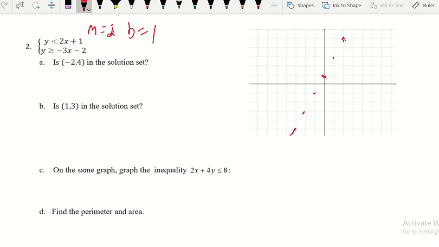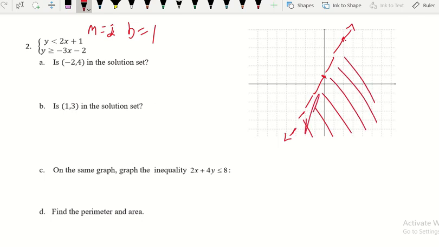So, dotted line going through the points up, and since it's less than, we're going to shade below the line. We're going to shade down here. Now, I don't like to color all of this stuff in, okay? I'm just putting some lines headed down in this direction below the line.